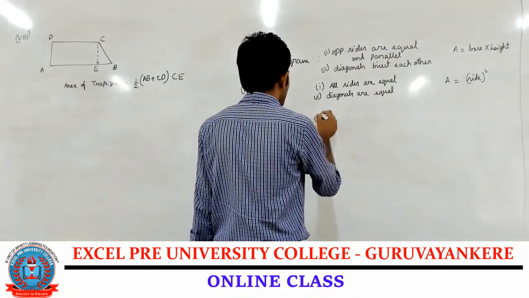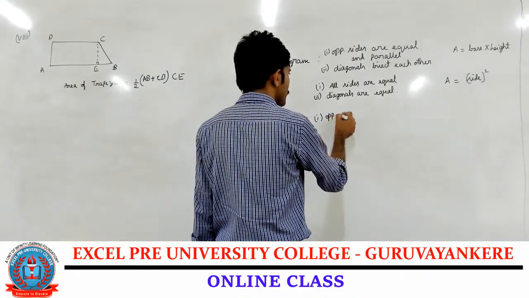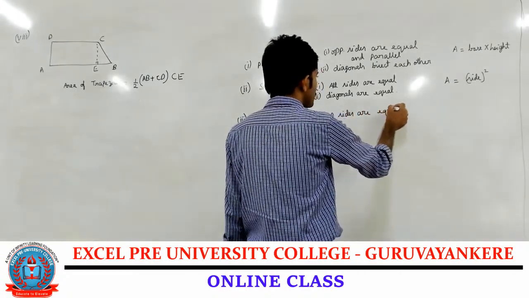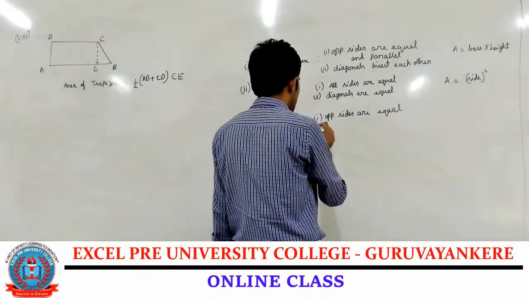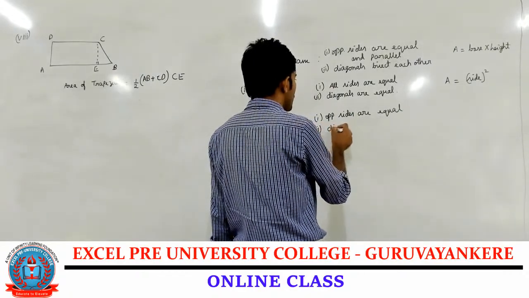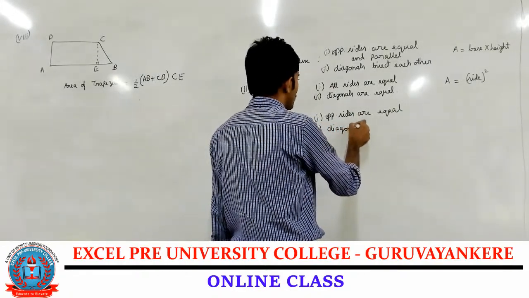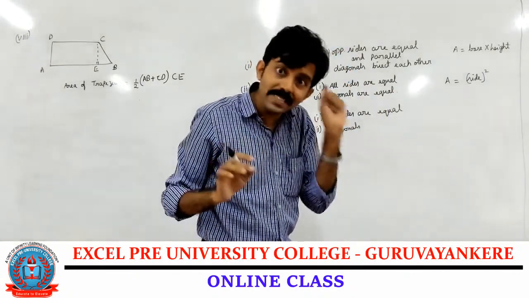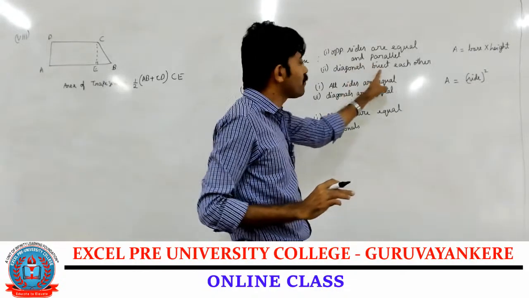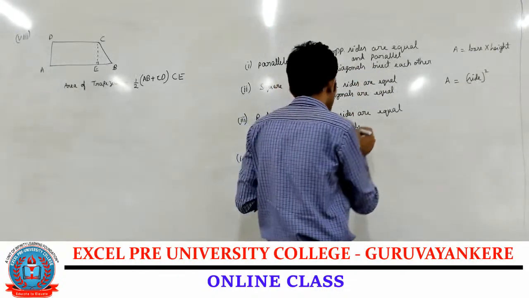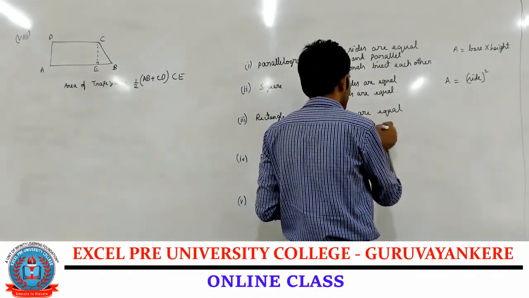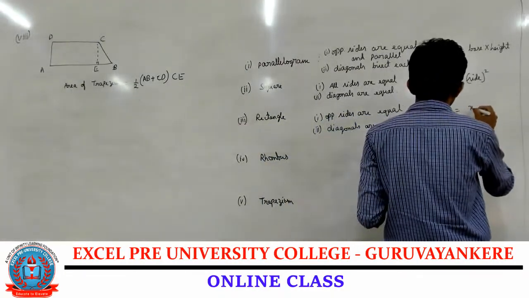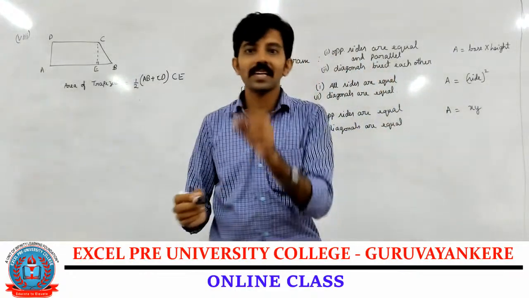In a rectangle, opposite sides are equal and parallel, that is the same. Here the diagonals are equal, whereas in a parallelogram the lengths of the diagonals are not equal, though they bisect each other. The area of the rectangle is x into y, where x is the length and y is the breadth.